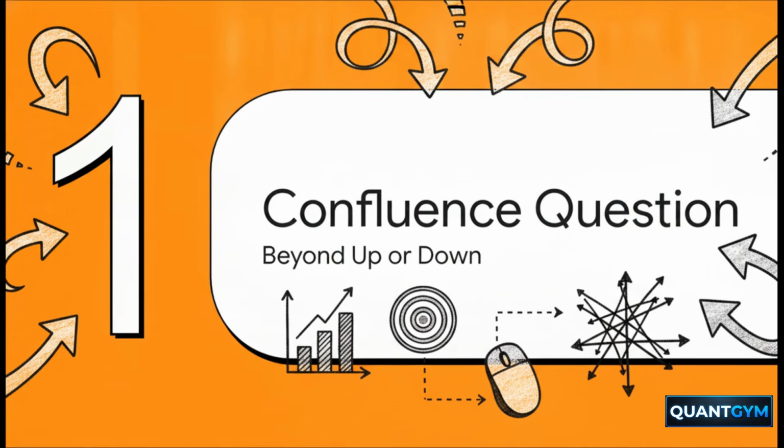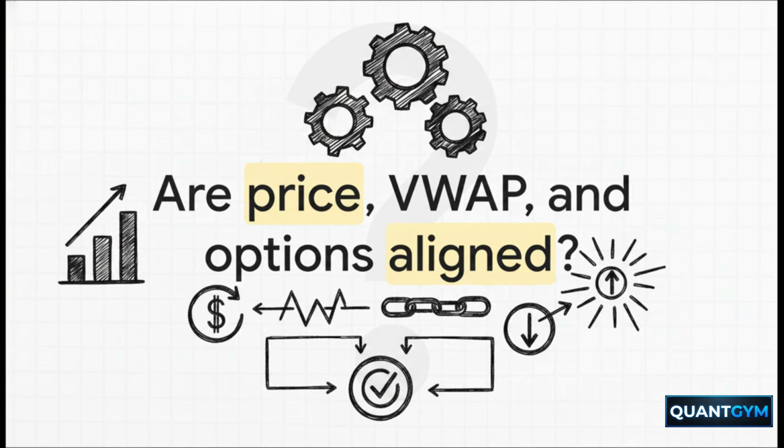All right, section 1, the confluence question, moving beyond up or down. To really wrap our heads around this system, we need a massive mindset shift. I mean, let's be honest, most traders just stare at a chart, guess the market direction, and frankly, pray. But this engine demands deep structural alignment. You have to ask yourself, is the price actually moving? Is VWAP confirming? Is the adaptive trend confirming? Is the option chain confirming? And crucially, is gamma activity expanding at the exact same time?